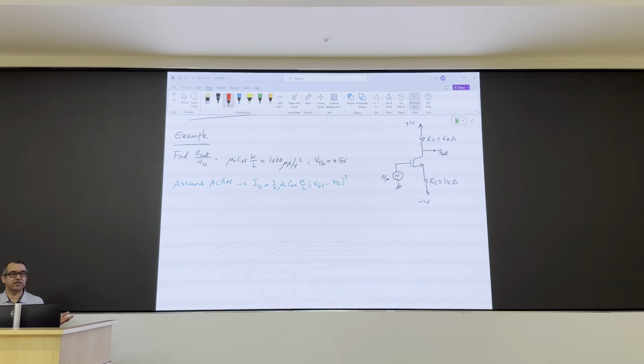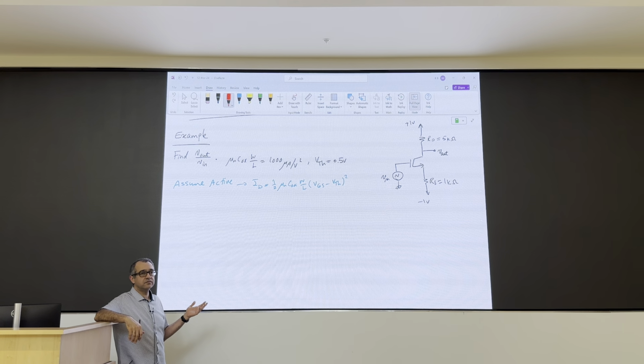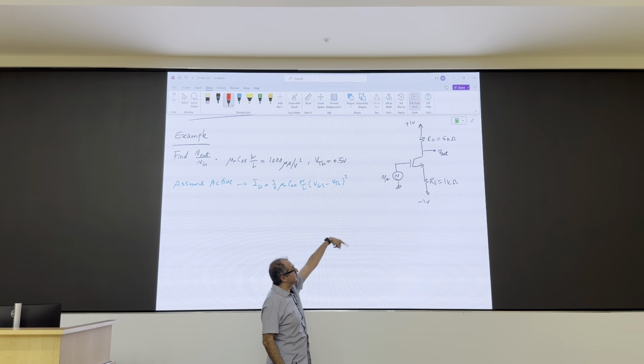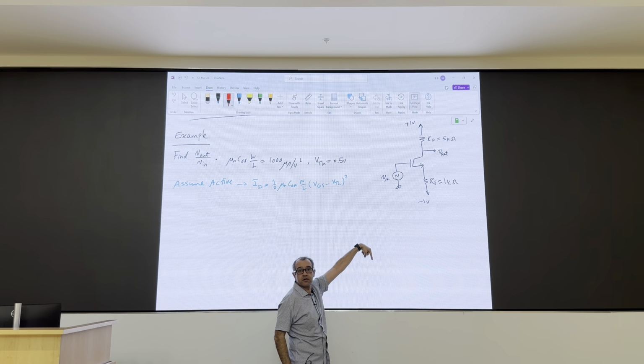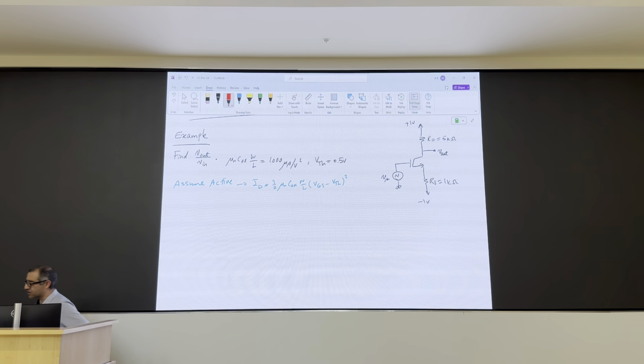So what else can I do? I can write a KVL from gate to the negative supply, going from gate to the negative supply. Then let's just do that and see what I get. This is the path I take.